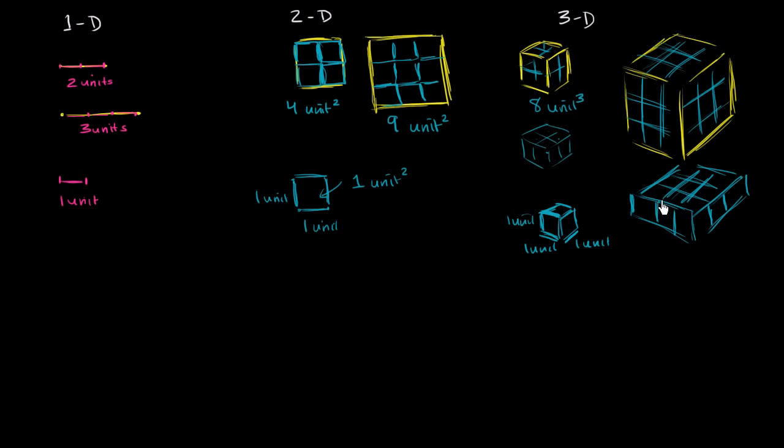So if you took 3 of these and stacked them on top of each other, you would get this right over here. And each of these has 1, 2, 3, 4, 5, 6, 7, 8, 9 cubes in it. 9 times 3. You're going to have 27 cubic units in this one right over here. So hopefully that helps us think a little bit about how we measure things, especially how we measure different things in different numbers of dimensions, especially in 3 dimensions when we call it volume.